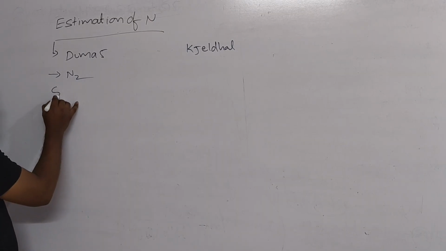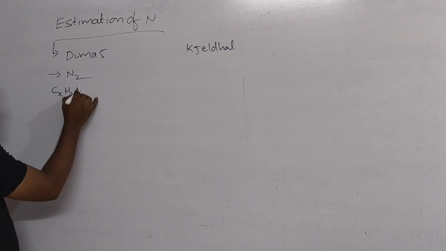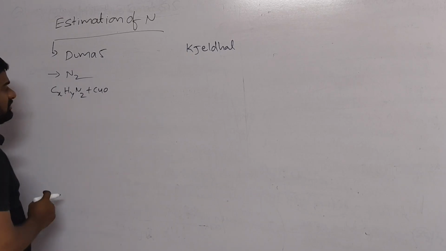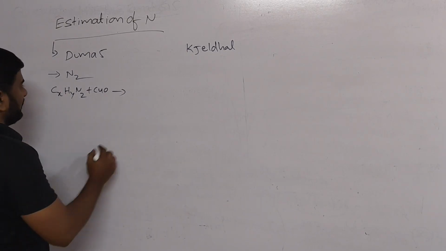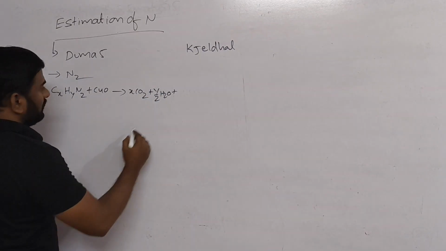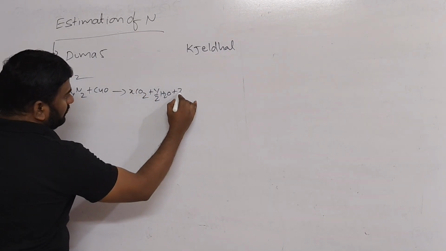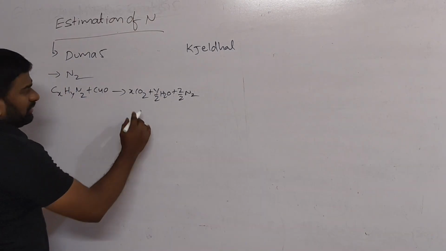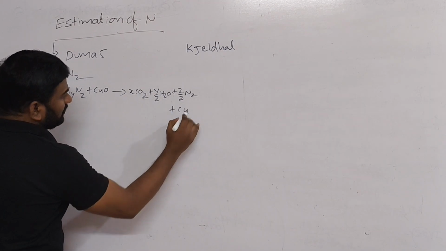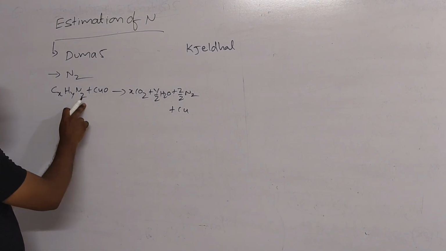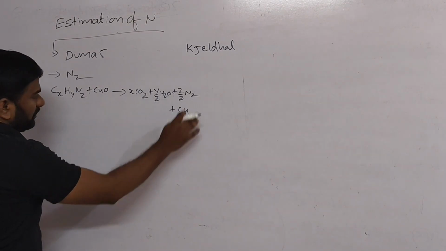The organic compound containing carbon, hydrogen, and nitrogen is passed over CuO. If we heat it, what will we get? CO2 will be formed, H2O will be formed, and N2 will also be formed. Along with these three, Cu will also be formed. So this organic compound on heating with CuO gives these products.